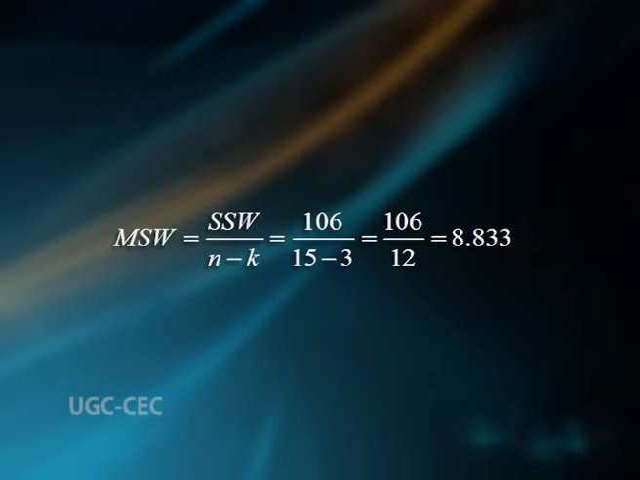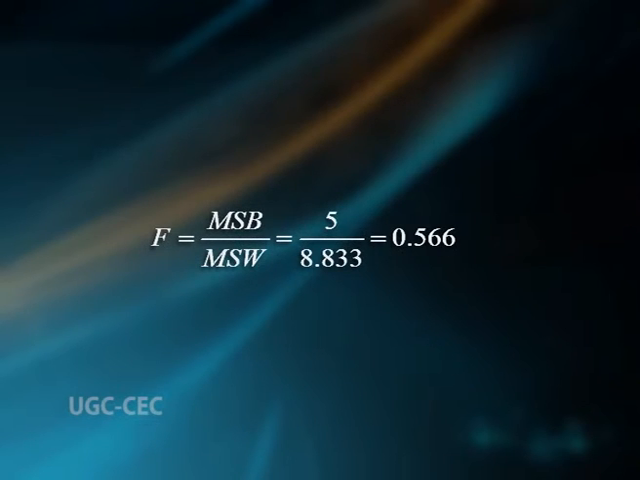MSW equal to SSW divided by n minus k, that is 106 divided by 15 minus 3, that is 106 divided by 12, that is equal to 8.833. F equal to MSB divided by MSW, that is equal to 5 divided by 8.833, that is 0.566. F table value for 2, 12 DF at 5% significance level is 3.88. Since calculated F is less than the table F value, we accept the hypothesis that all the foods have the same impact.